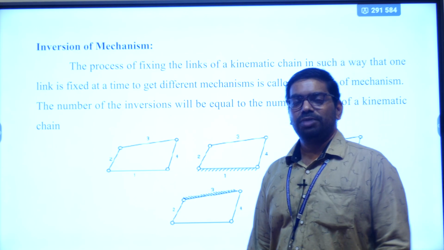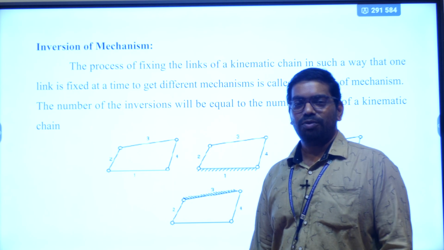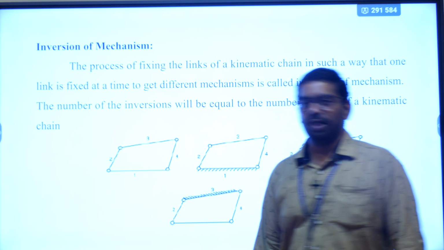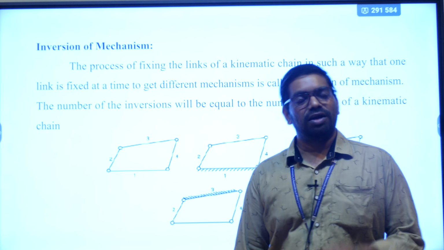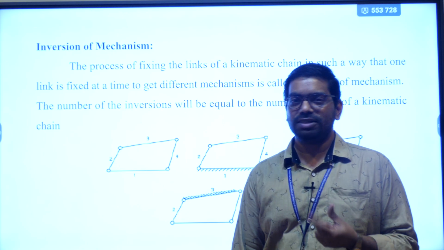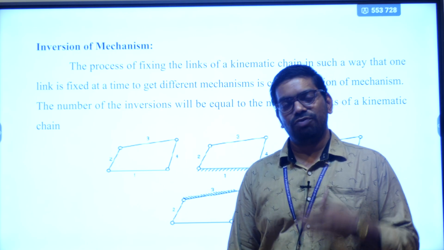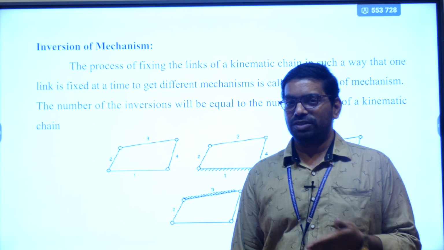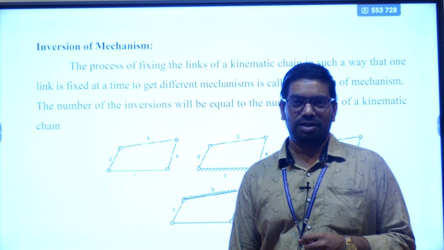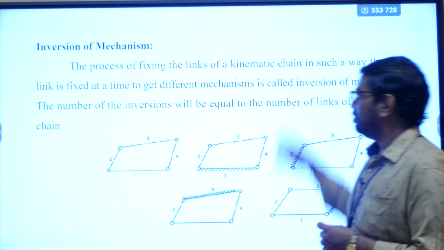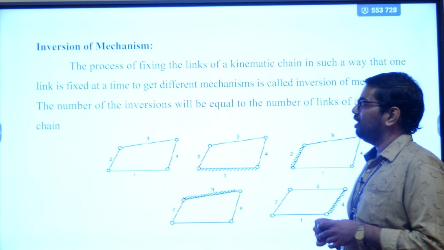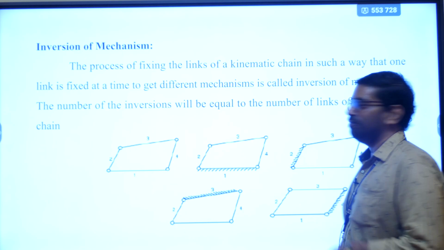Based on the different types of mechanisms, the four-bar chain is the main mechanism. So let us consider the inversions of a mechanism. As I already informed, fixing a particular link of the kinematic chain represents one mechanism. If we change the fixing from one link to the next link, then we can form the inversions of that mechanism. So the inversion is the process of fixing the links of a kinematic chain in such a way that one link is fixed at a time to get different mechanisms.